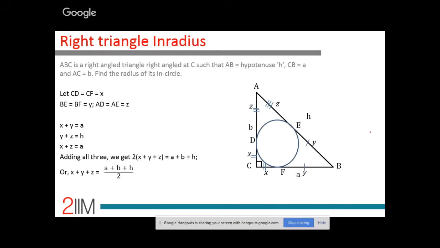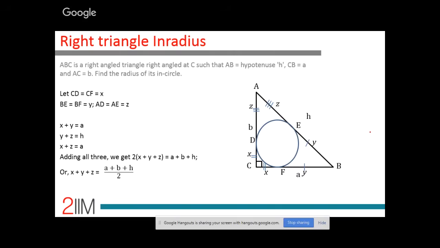I'm going to shift back to theory a little bit because we have done tangents. So let's come back to right angle triangle. We know that if you have a right angle triangle with sides A, B and hypotenuse H, what is the circumradius? H by 2. So circumradius we know is H by 2. Now we're going to try to find inradius.